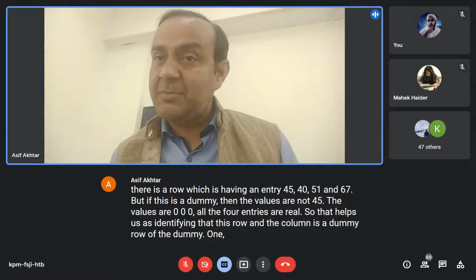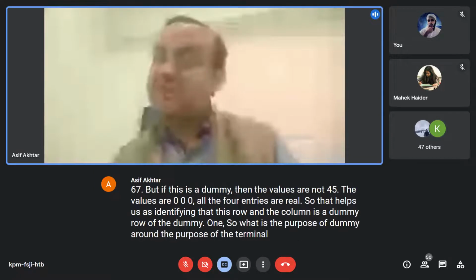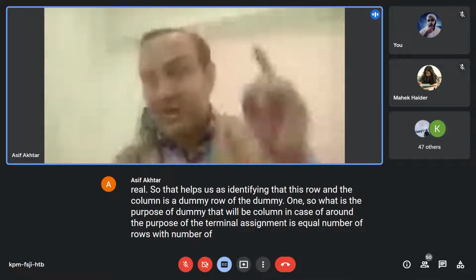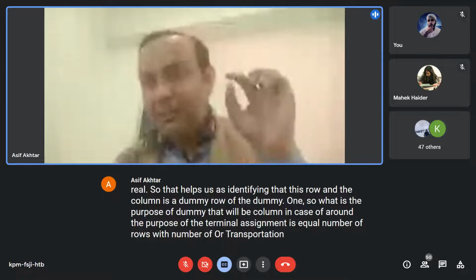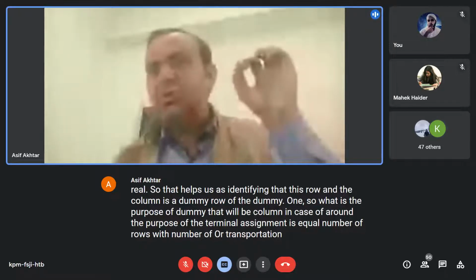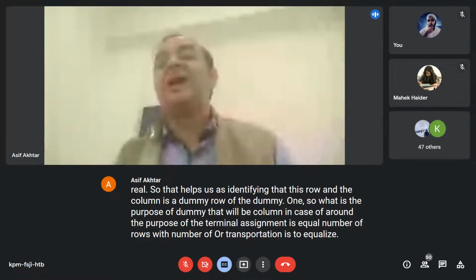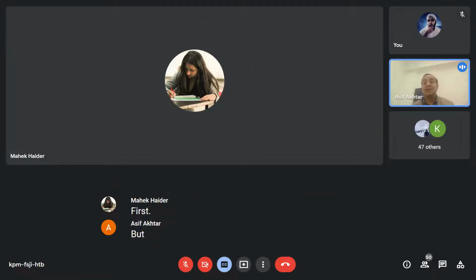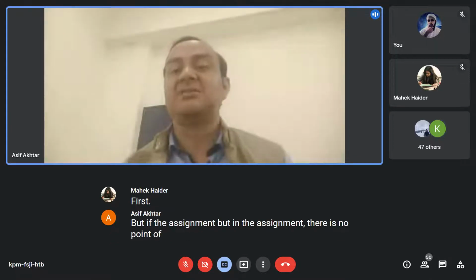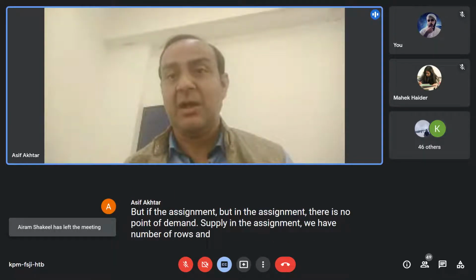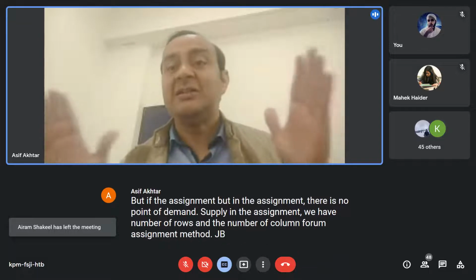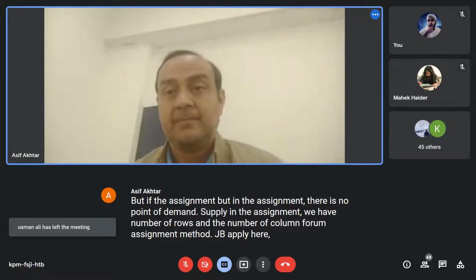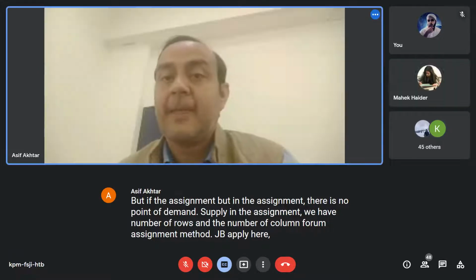So what is the purpose of dummy row and the dummy column? The purpose of the dummy row and the dummy column in case of assignment is to equal the number of rows with the number of columns. और ट्रांसपोर्टेशन में हमने क्या किया था? The purpose of the dummy row and the dummy column in transportation is to equalize demand and supply. But in the assignment, there is no point of demand and supply. In the assignment, we have number of rows and the number of columns. और हम assignment method जब भी अप्लाई कर सकते हैं जब हमारे पास rows and column दोनों बराबर हो.